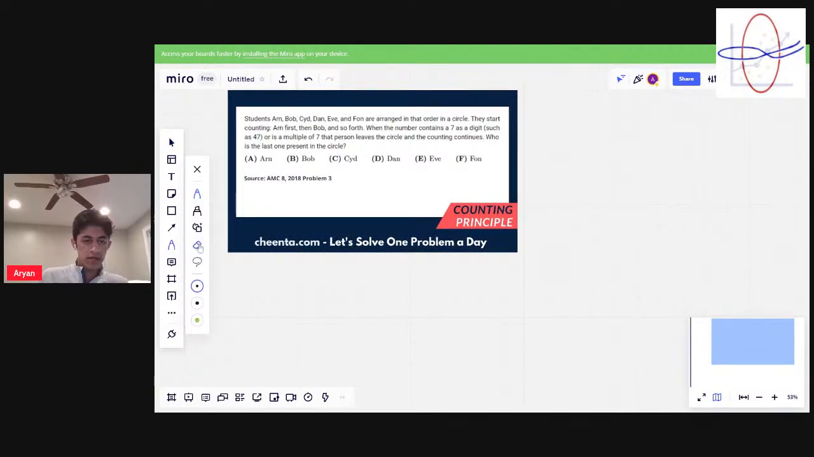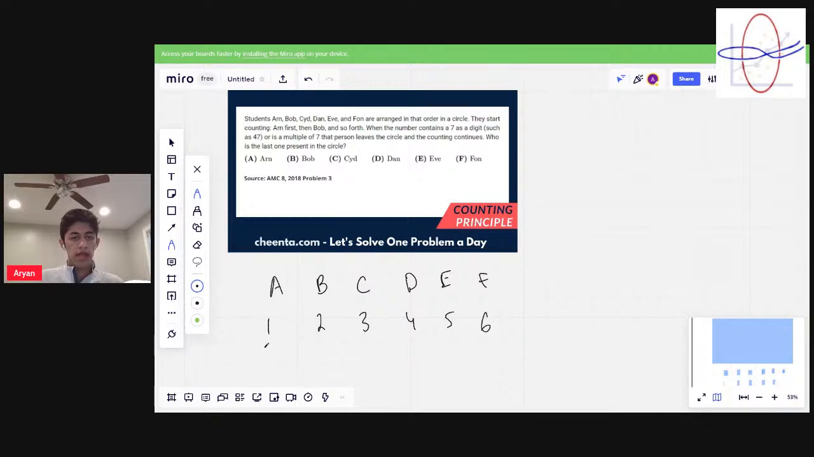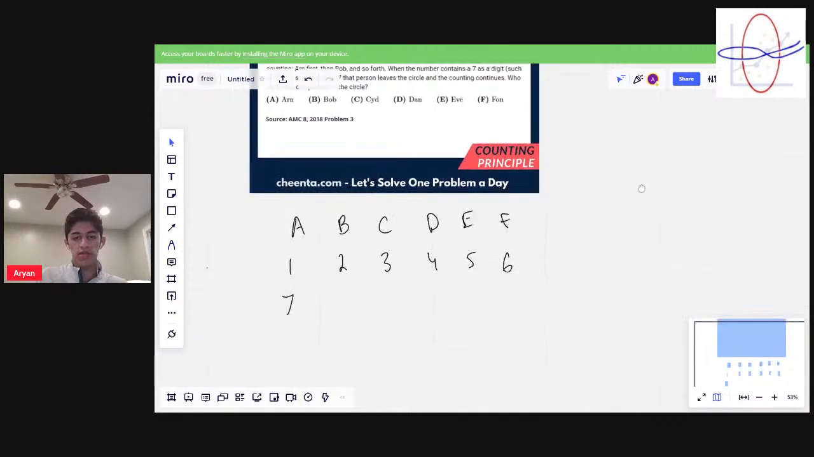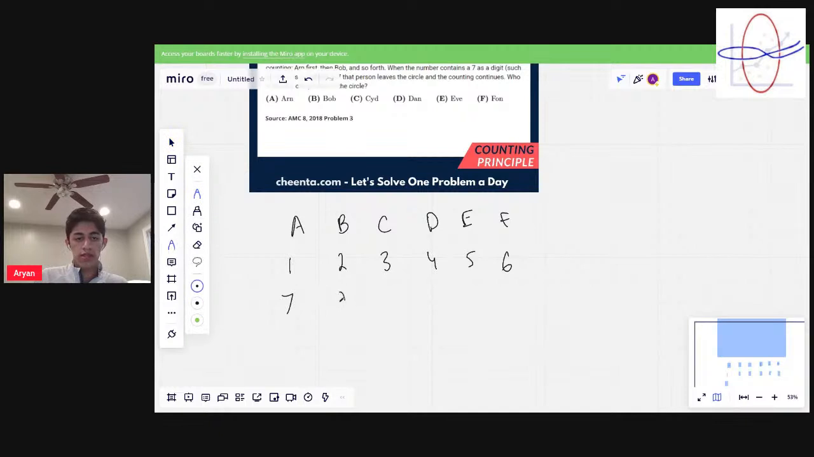Basically, just to get an idea of how this problem looks, we have these people, A, B, C, D, E, F. There's 6 of them. Arn starts off by saying the number 1. Then Bob says 2. C says 3, 4, 5, 6. And now when it comes back to Arn to say 7, it says here, when the number contains a 7 as a digit, or is a multiple of 7, and this satisfies both, that person leaves the circle and the counting continues. So then this person says 8, but now this person is gone.